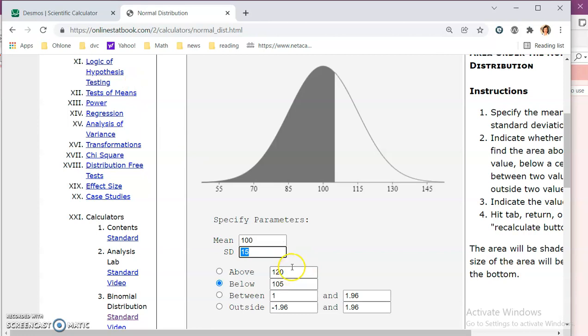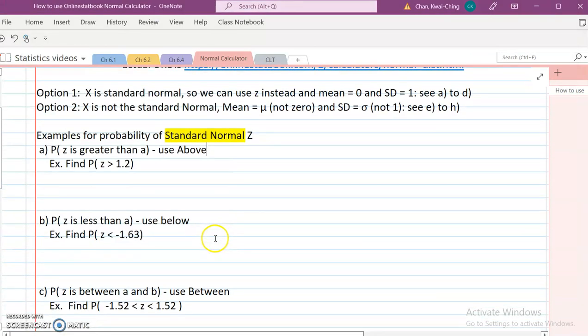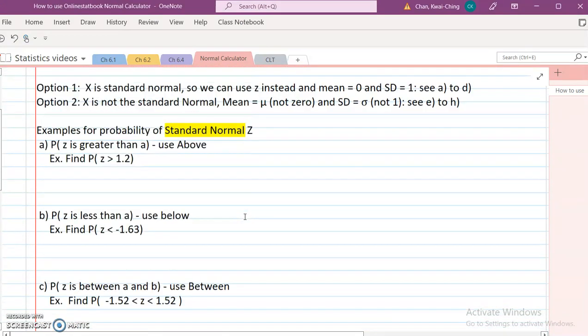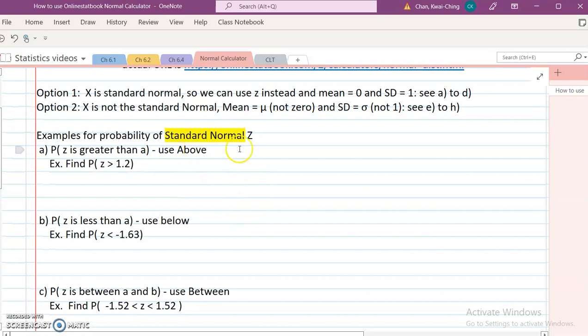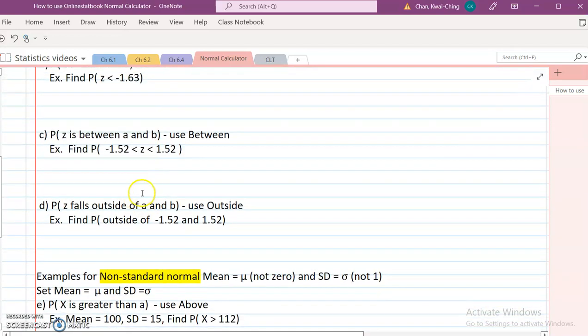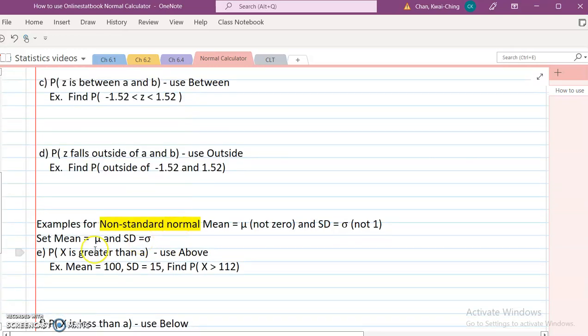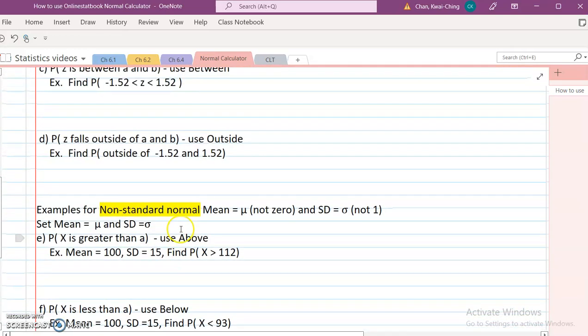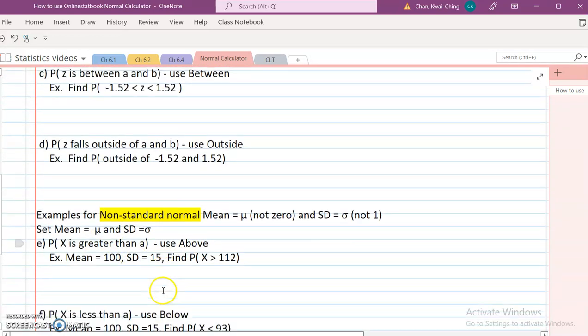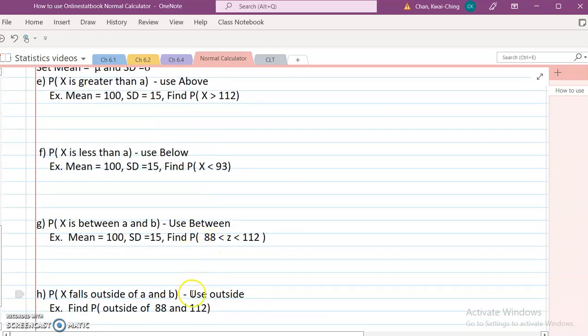So if you're comfortable with using it, that's how you would use it. If you want more examples, here's what we'll do. Examples A to D would be using the normal calculator for standard normal: z-score is greater than, z-score is less than, z-score is in between, and z-score is outside. And then examples E to H are for non-standard normal, where the mean is not 0 and the standard deviation is not 1. You would set your mean and standard deviation and find also above, below, between, and outside.